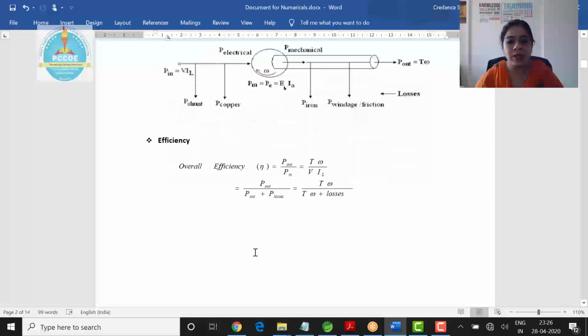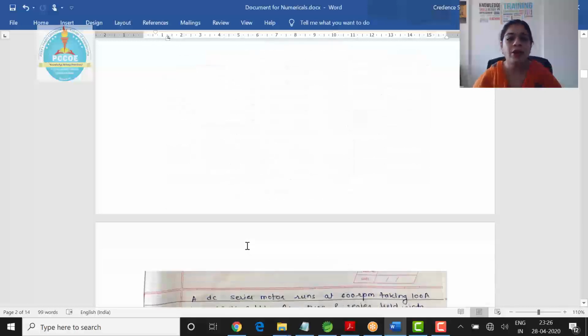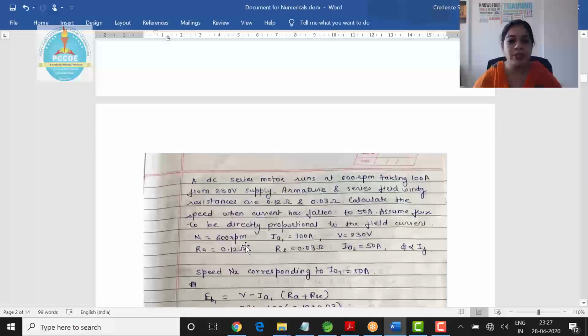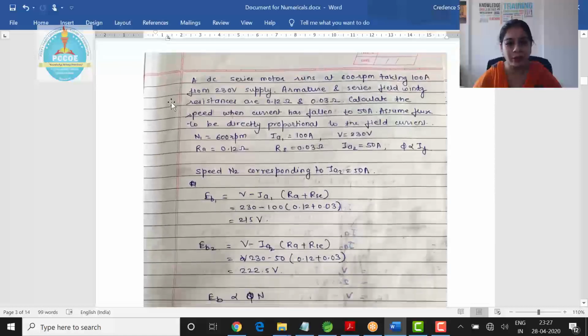So these are some things that I want to tell you before starting the numerical. Now we will see some simple numericals on speed, torque and efficiency, and then we will switch to the speed control method numericals. So first numerical is on the DC series motor. I'll read the numerical first.